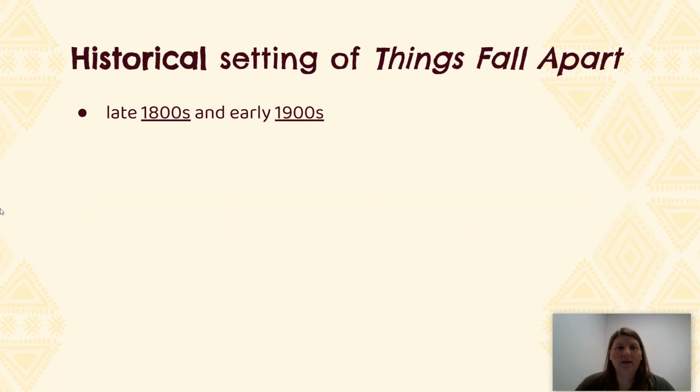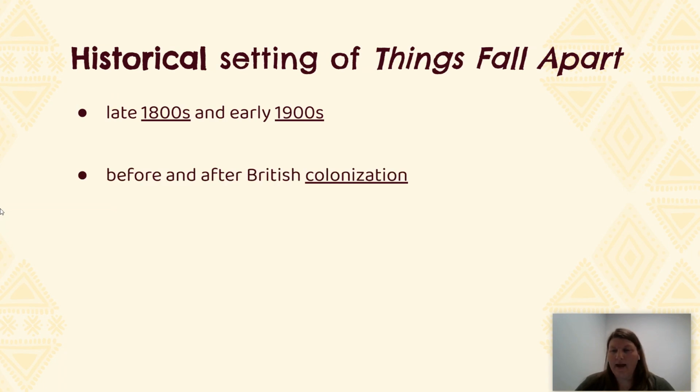Let's talk specifically about the historical setting in the novel. So this novel takes place in the late 1800s and early 1900s. The entirety of the novel covers before and after British colonization. We've talked already about colonialism, colonization, colonizers, when a group of people go to another place and take over that area, exploit the people, exploit the resources in that area.